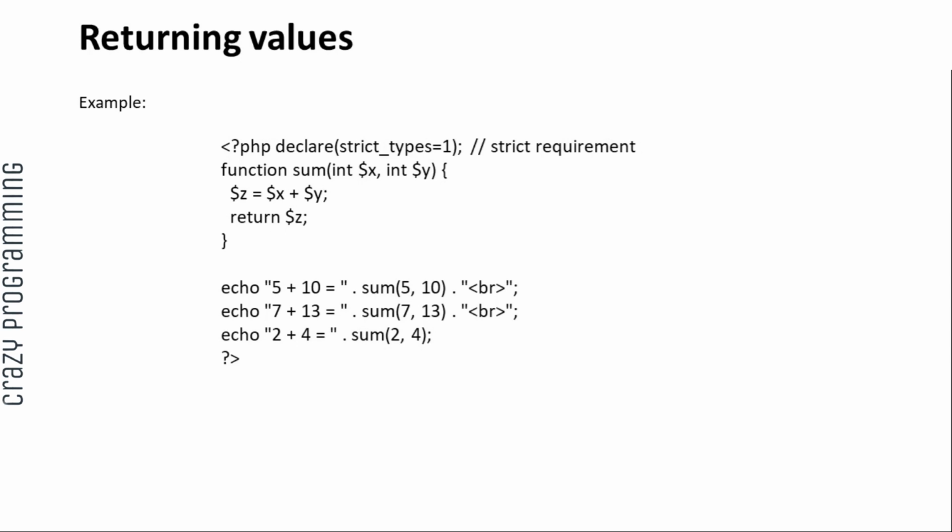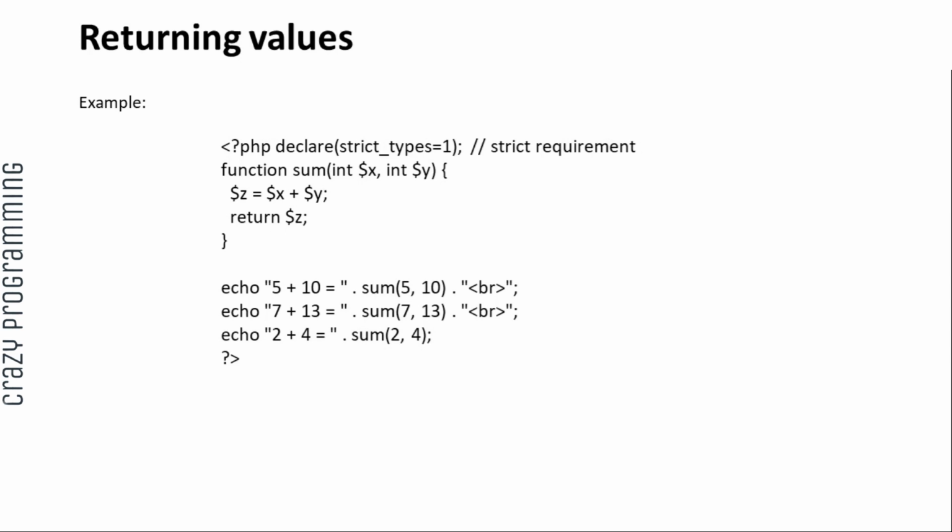Let's start. I declare strict here: PHP, declare, strict_types 1. Then a function sum with int. I use two integers, x variable integer and y variable integer, and inside this function I created a z variable equals x plus y and return z. It's a very simple calculation I just used.